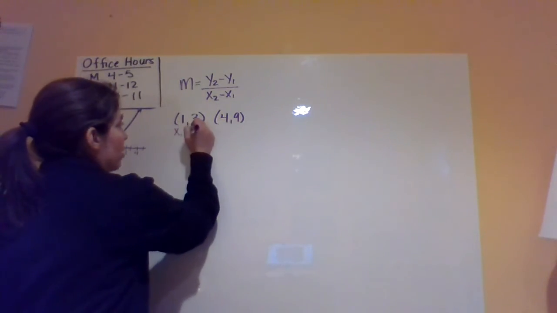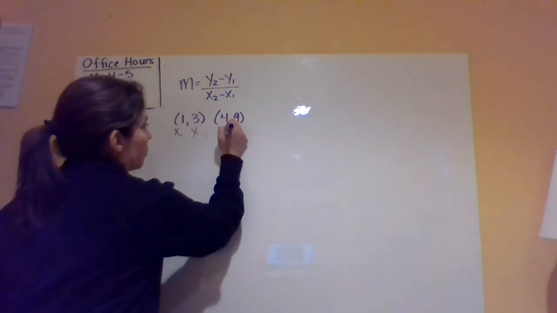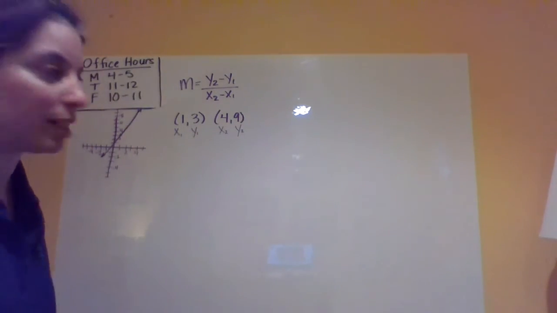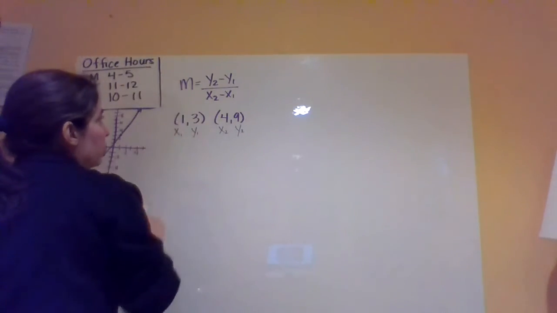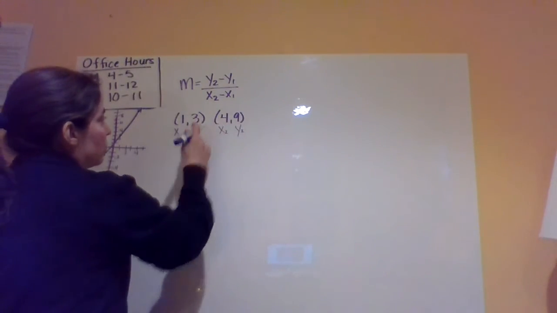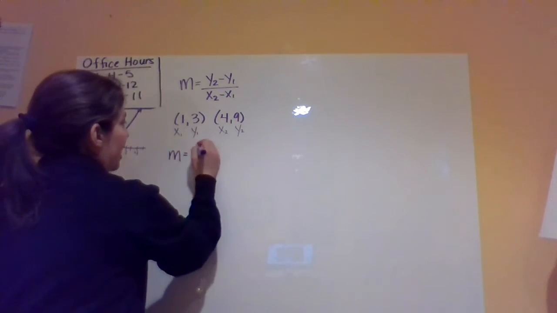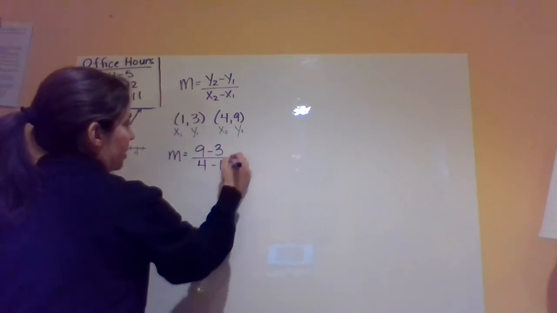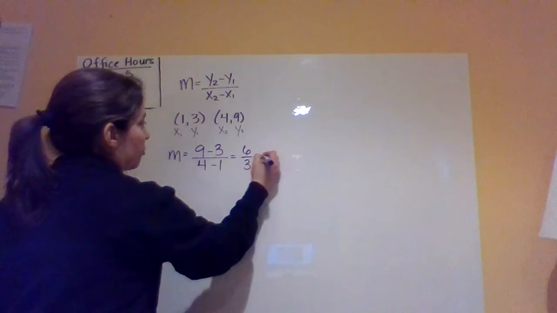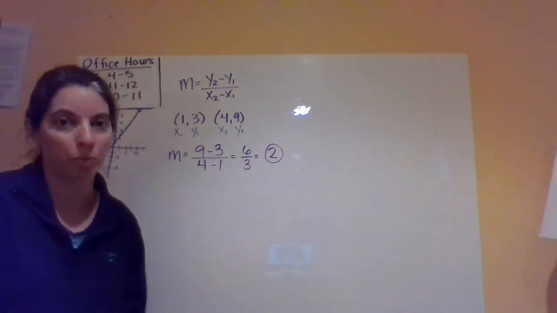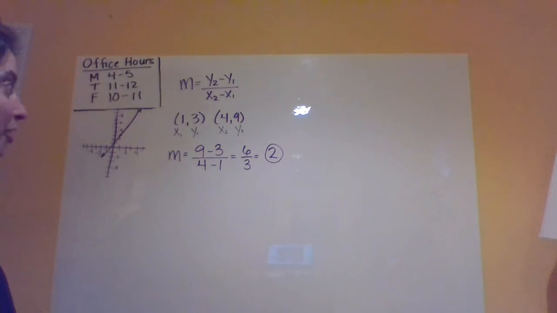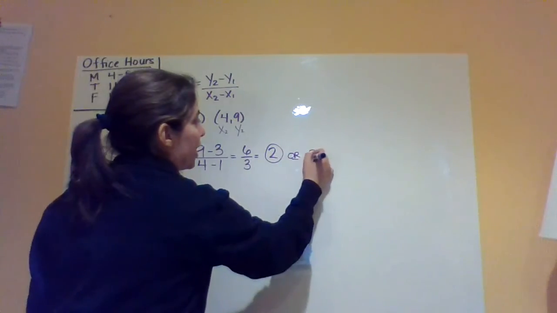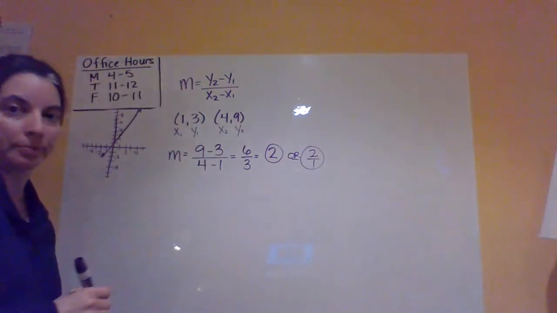So I'm going to use these 2 points. I'm just going to say, okay, this one is point 1, so I'm going to call those x1 and y1. And this one is point 2, so I'm going to call these x2 and y2. And I'm going to use this slope formula. So y2 minus y1 is 9 minus 3. x2 minus x1 is 4 minus 1. That gives me 6 over 3, or that reduces down to 2. So my slope for this line is going to be 2. Or, often we keep our slope as a fraction. It could be 2 over 1.